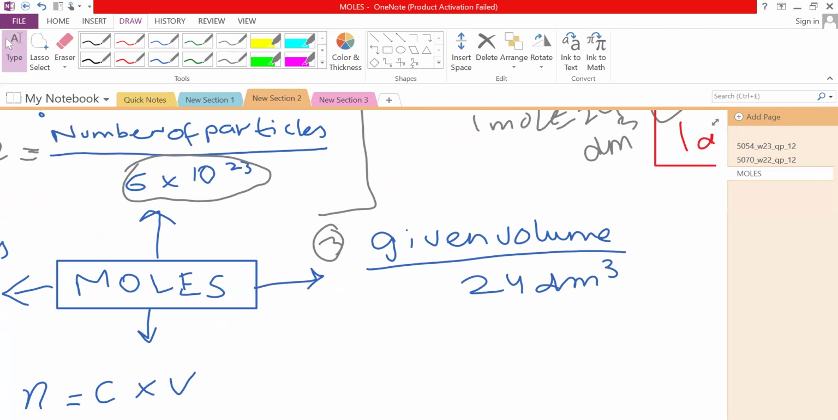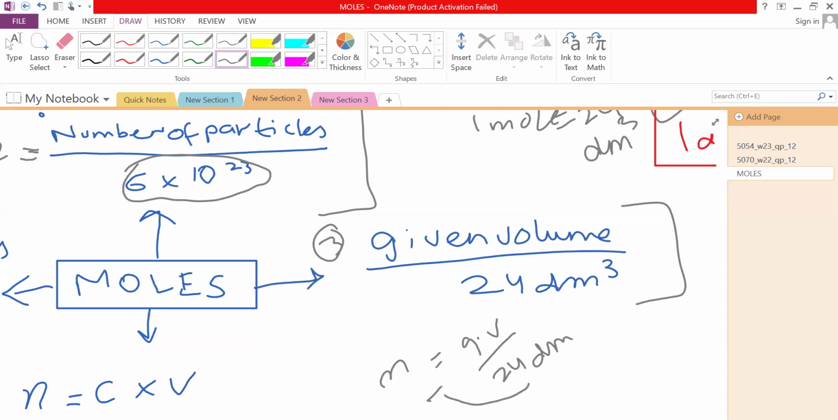Sometimes you are given the moles, or you find the moles using other calculations given in the question, and you are asked to find the volume. If the volume isn't given and the question is asking you to find it, you can use this formula. What you have to do is just rearrange the formula. The formula is moles equals given volume divided by 24 dm cube. So if the moles are given, you write the value of moles from the question and multiply it by 24 dm cube, and you will find the volume.